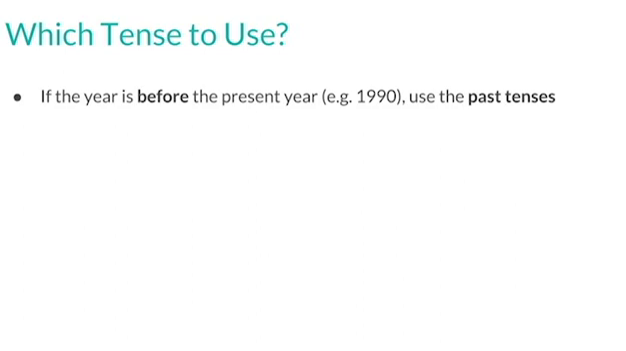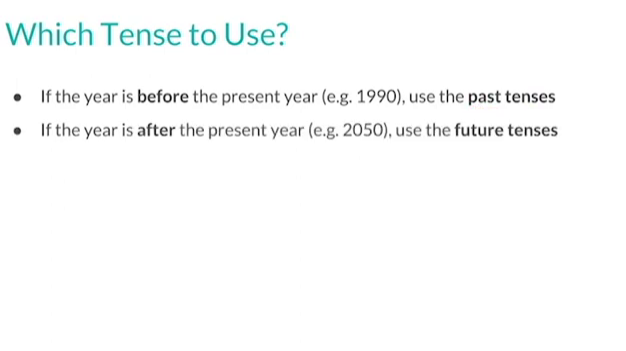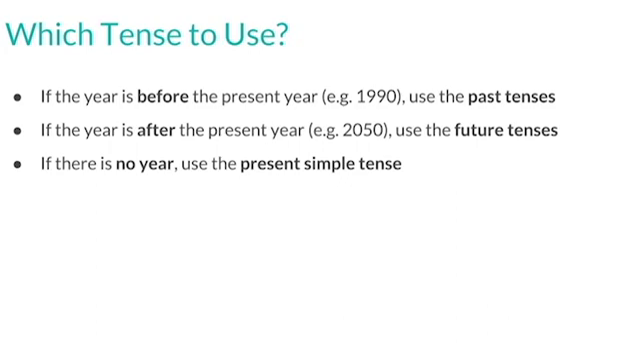Basically, if the year in the graph is before the present year, so right now I'm recording this video in the year 2018. So if I see any date on my infographic that is before the year 2018, for example, something like the year 1990, then I'm going to use the past tense. On the other hand, if the year in the infographic is after the present year, for example, something like 2050, then you have to use the future tense when writing your essay. And finally, if there's no year that is mentioned, then you have to use the present simple tense.